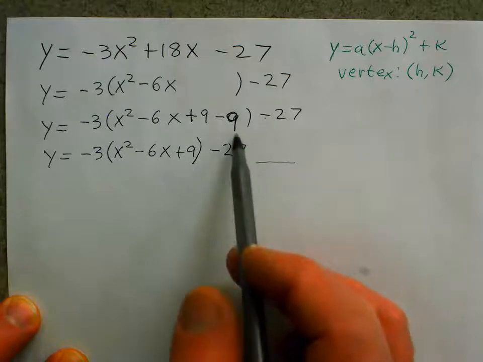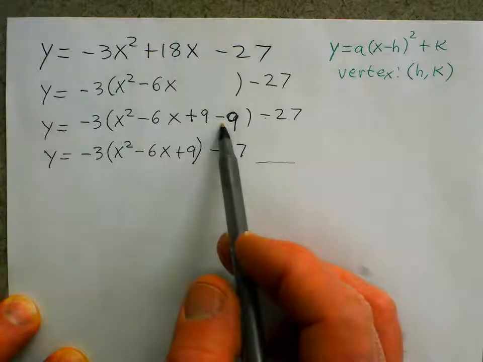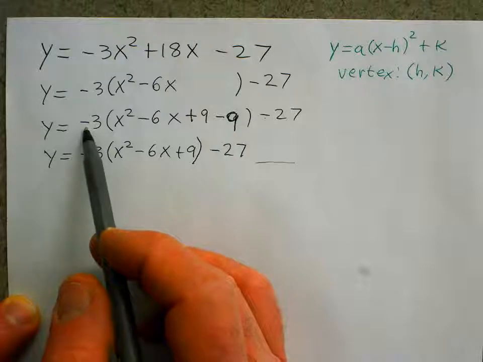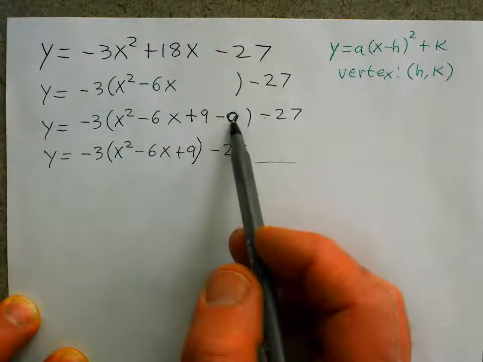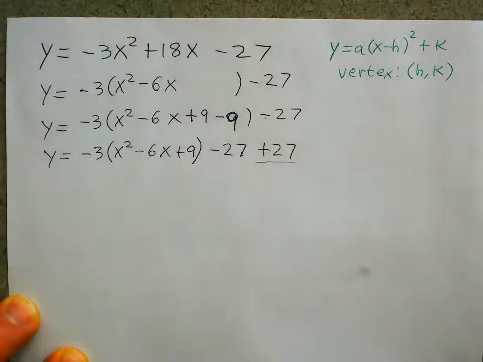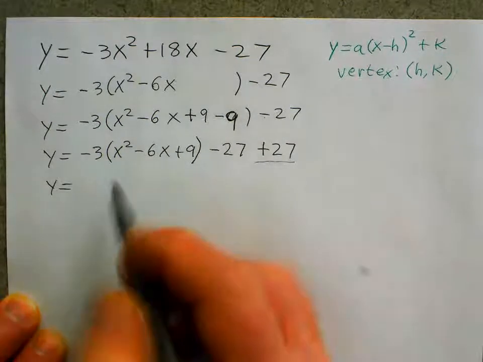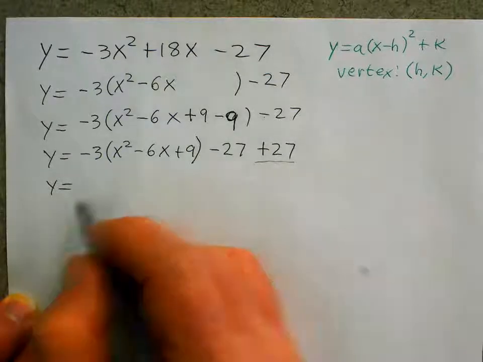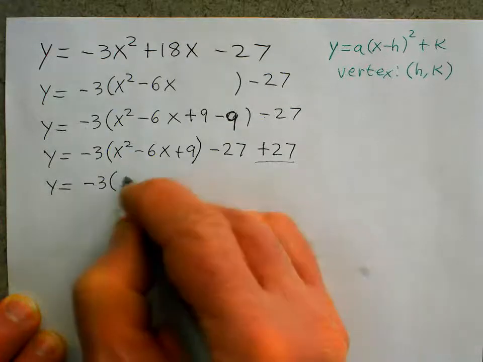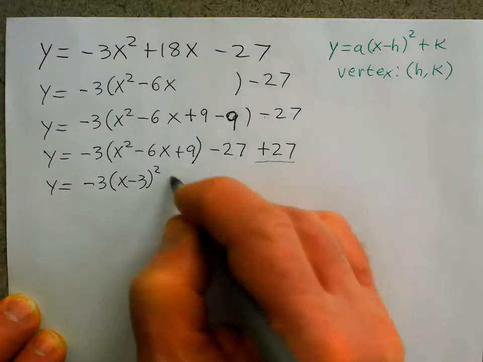Well, from the previous step, the fourth term in the parentheses is -9. So we multiply -3 times -9, which is positive 27. That means in this step, we're going to add 27. Okay, now in the next step, we can write the vertex form: -3 times the binomial x minus 3 squared, and minus 27 plus 27 is 0.